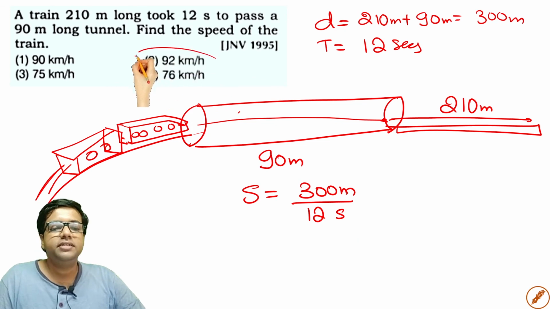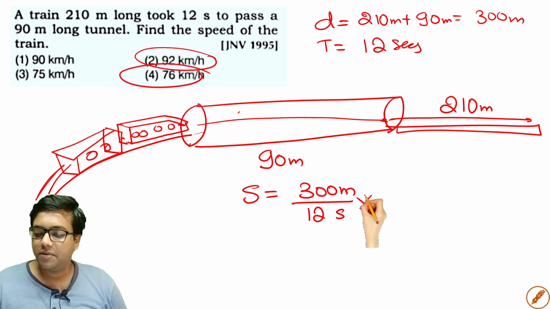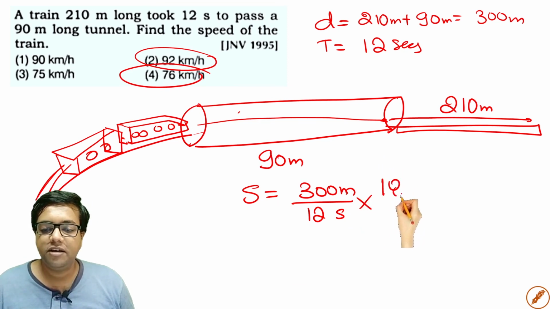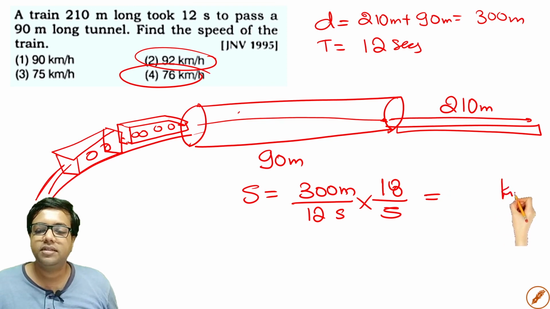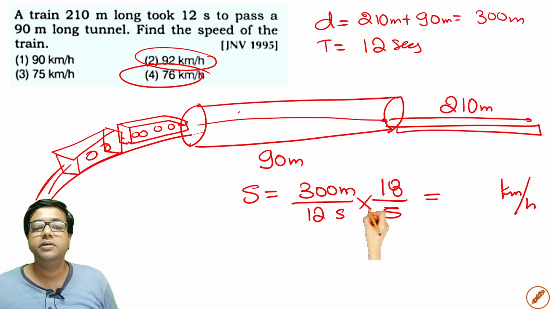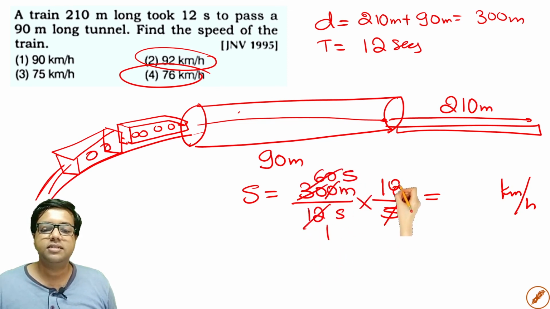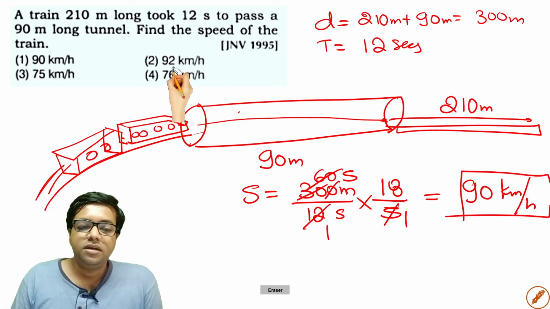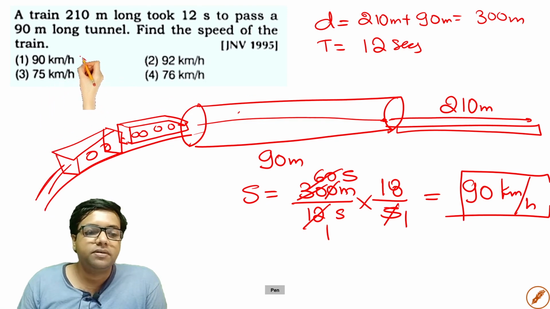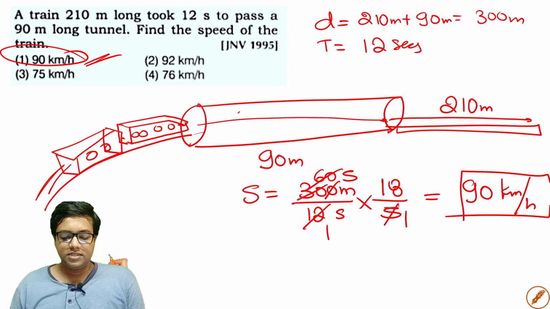But we need to find it in kilometer per hour. So what will we multiply? We will multiply by the fraction 18 by 5, so that in the answer we get the units in kilometer per hour. 12 ones are 12, 12 5s are 60, 18 5s is 90. So the speed of the train is 90 km per hour. Option 1 is the right answer for this question.